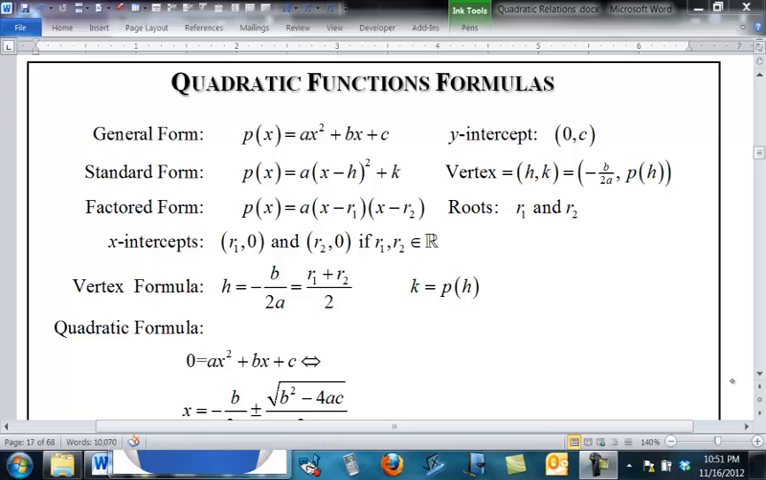We're back with our third of our series of lectures on quadratic functions. And let's start by reviewing some stuff that we did in our previous lectures. Quadratic functions have three good forms.